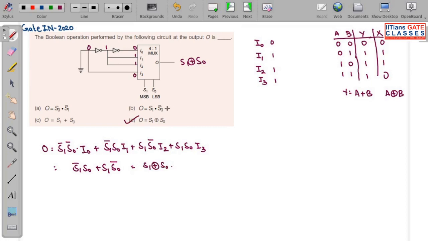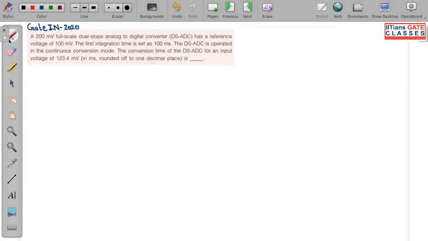What I want you to do is, for option A and option B, calculate the input combinations and write them down in the comment section. Leave this circuit. I just want the combinations for I0, I1, I2 and I3 for option A and option B. Write that in the comment section and I will get back to you if it is correct or not. Moving on to the next question.